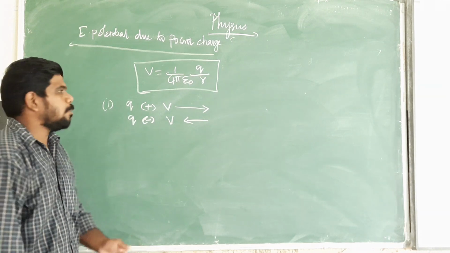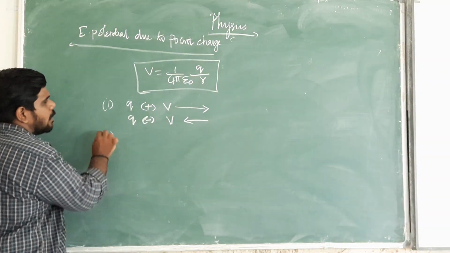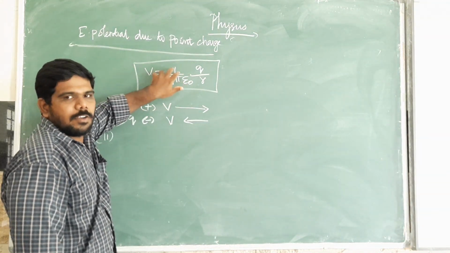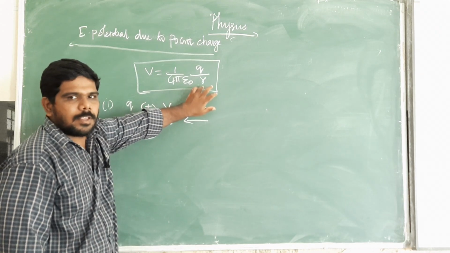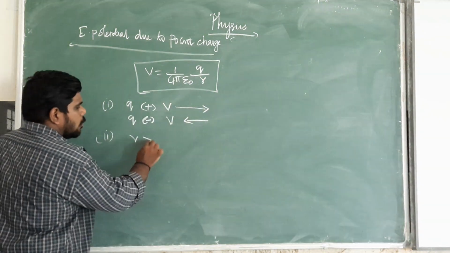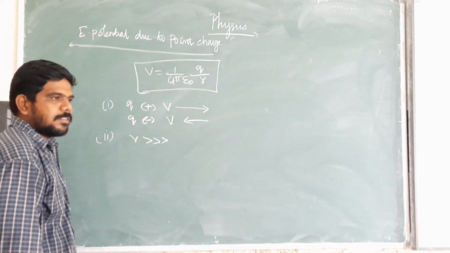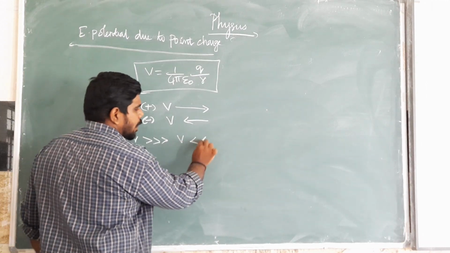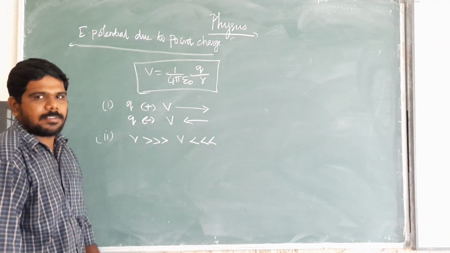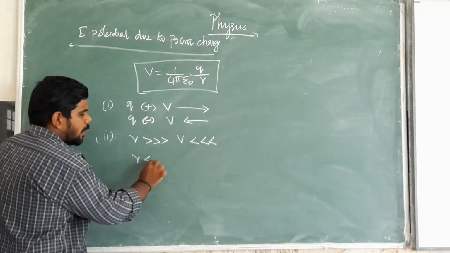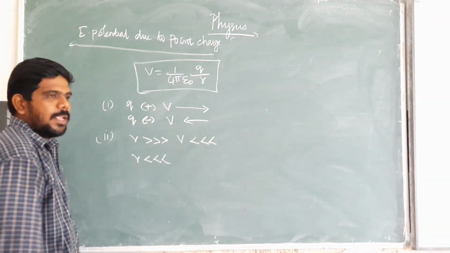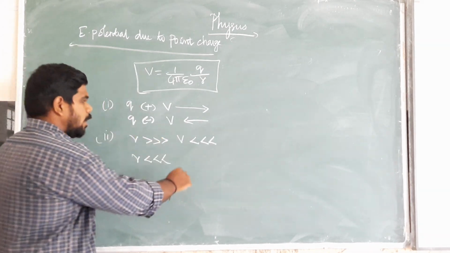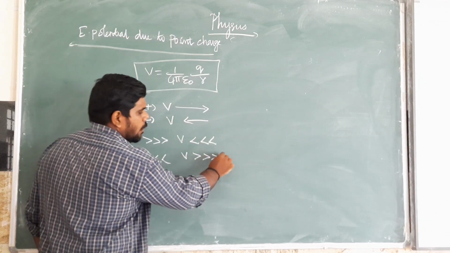Second point: from the formula we can say that the potential is inversely proportional to the distance. If the distance from the point to the charge increases, the potential decreases. At the same time, if the distance decreases, the potential increases.